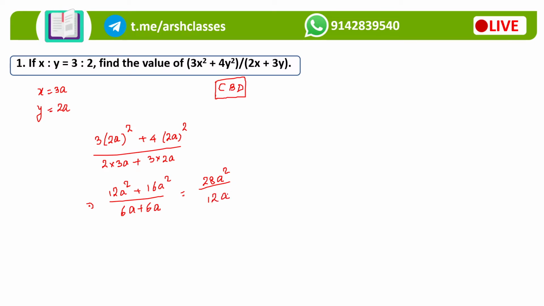Now you can see that you will cancel out this a by this, and a square by a, and ultimately whatever you get will be with respect to a only, and a is a variable here. So that is why we cannot get a unique value. If you put a equals 1, you will get 28 upon 12. If you put 2, you will get 56 upon 12. So the correct answer for this question, as I already told you, is cannot be determined. I hope this is clear to you.